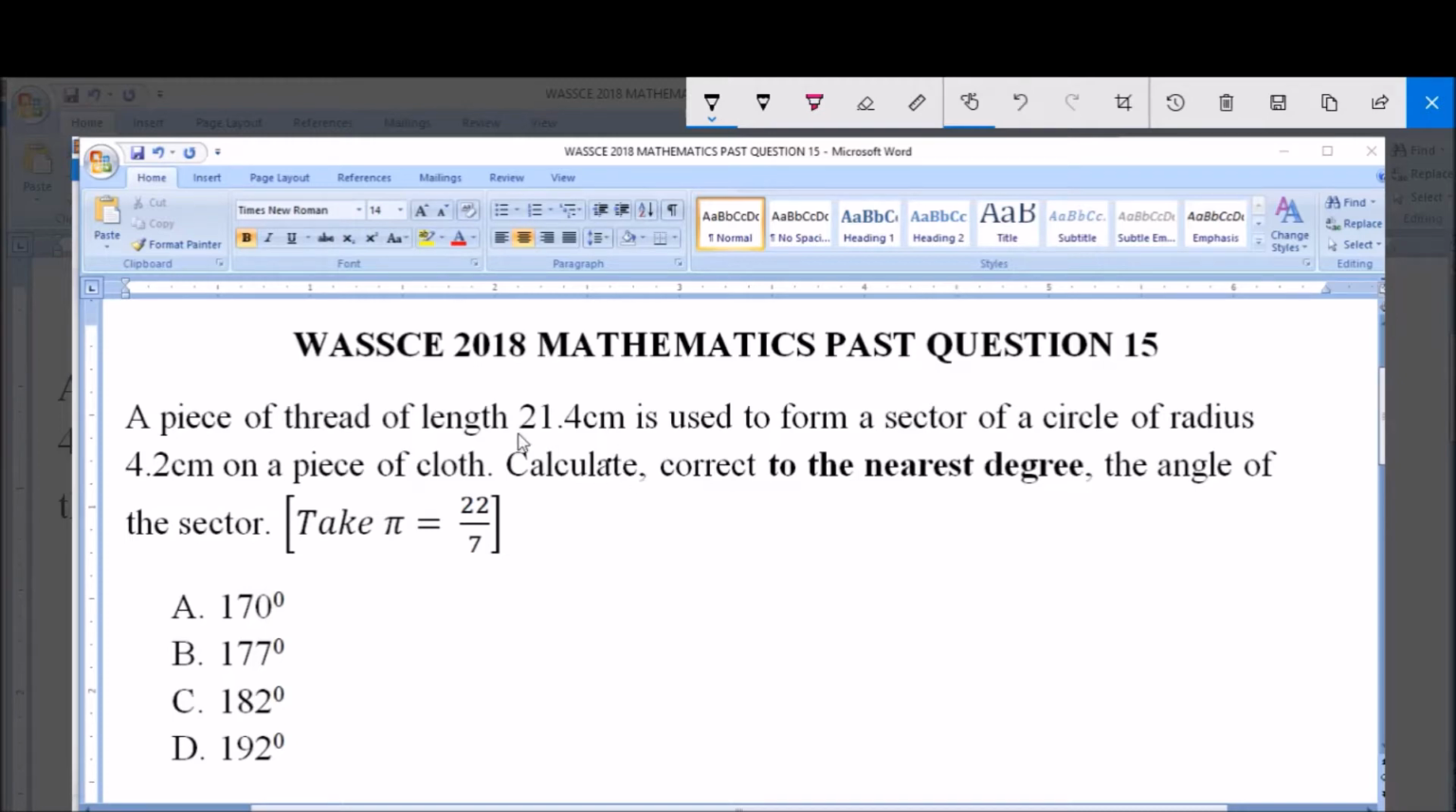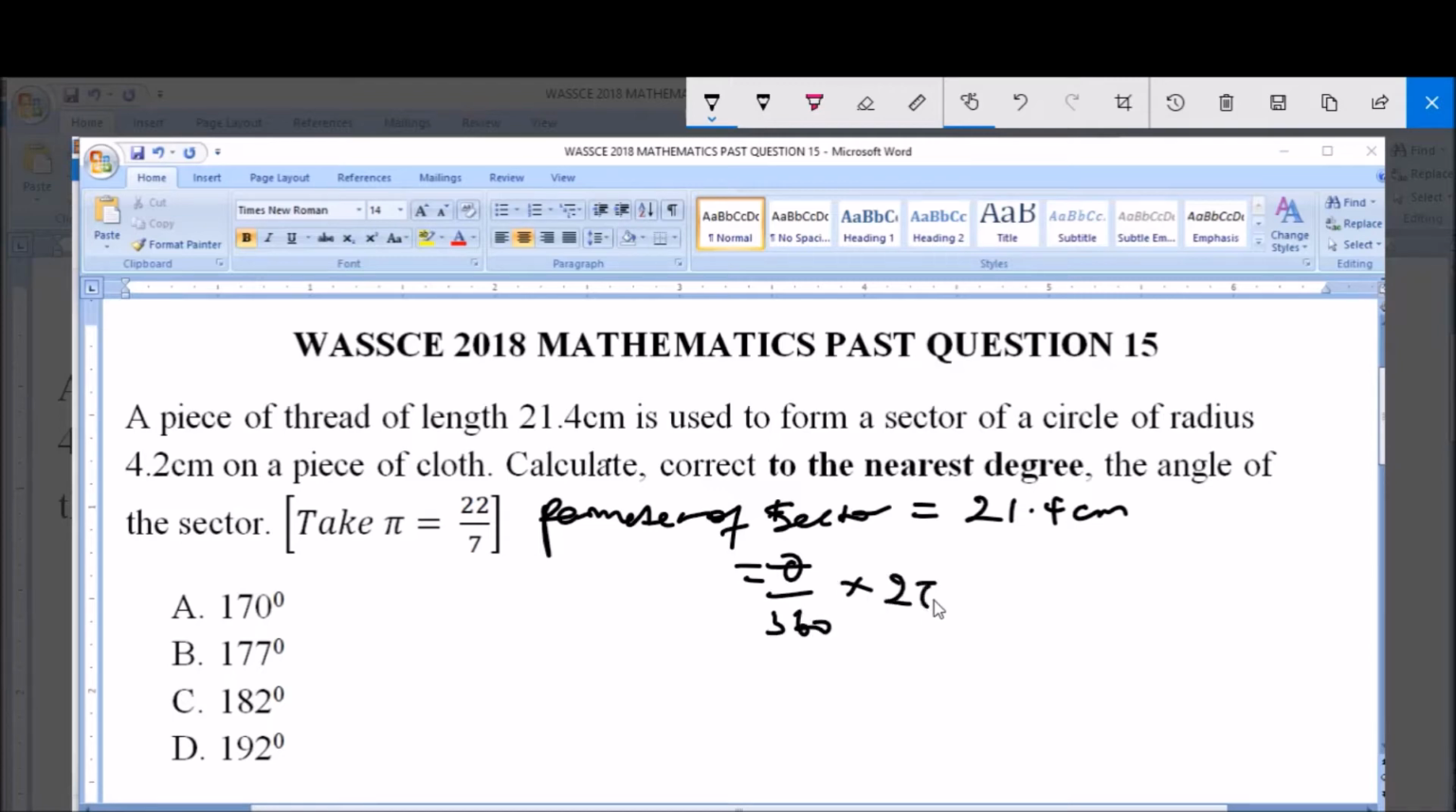Now, since the length of the thread used to form this sector is 21.4 cm, we can therefore say the perimeter of this sector is equal to 21.4 centimeters. And we know that the formula for finding the perimeter of a sector is given as theta over 360 multiplied by 2 pi r plus 2r.